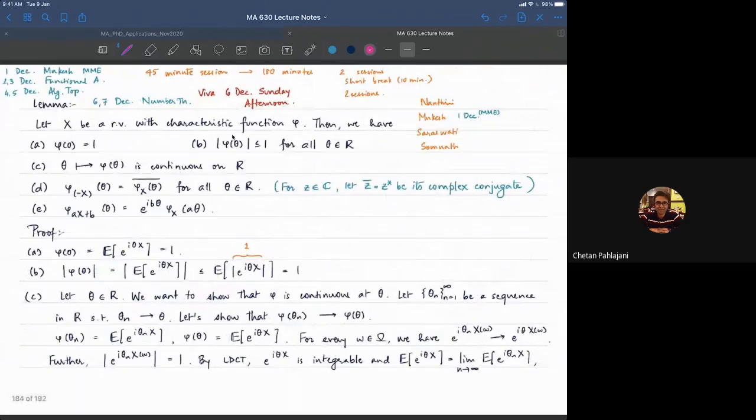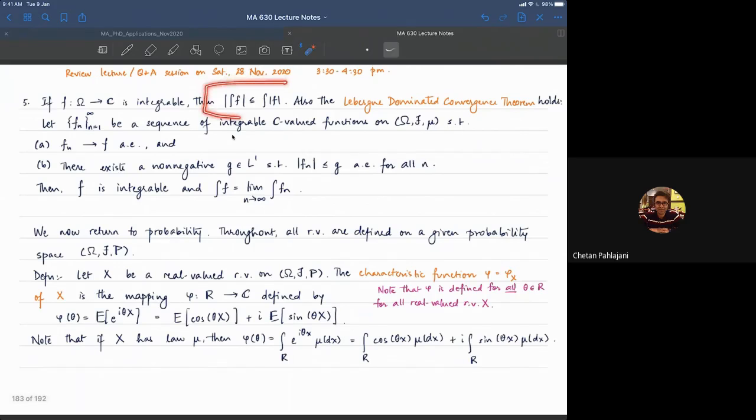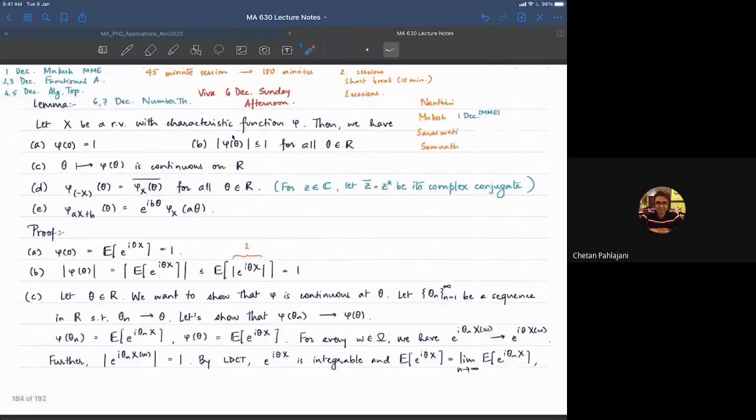Next thing we did is we started making a list of certain important properties of characteristic functions. So we said let X be a random variable with characteristic function phi. Then we have the following things. We have phi(0) = 1. We checked this last time. Then we have the absolute value of phi(theta) less than or equal to 1 for all theta in R. We checked this last time as well, and this basically came from the property that the absolute value of the integral is less than or equal to the integral of the absolute value.